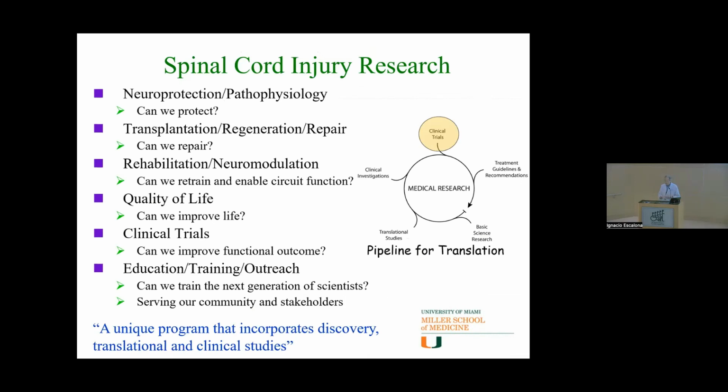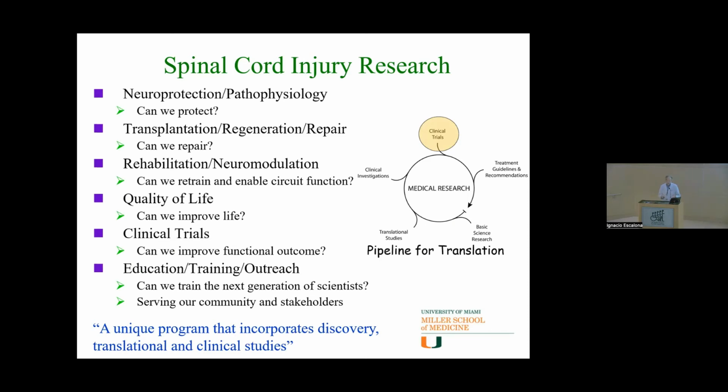Spinal cord injury research. This is what we're attacking in the area of research in my project. For example, my interest is primarily in the pathophysiology and trying to understand what type of neuroprotective strategies we can use during the first several days after spinal cord injury. Can we protect? Then, of course, transplantation, regeneration, repair. Can we actually enhance circuit reorganization, regeneration, rehabilitation, neuromodulation? Even if you're lucky enough to produce significant axonal regeneration or axonal sprouting, does that actually produce functional synapses? Does it actually produce an improvement in function?